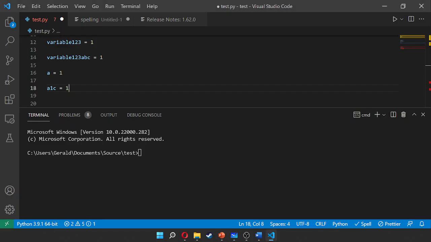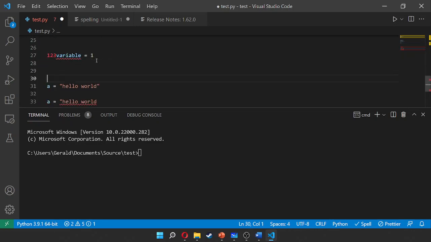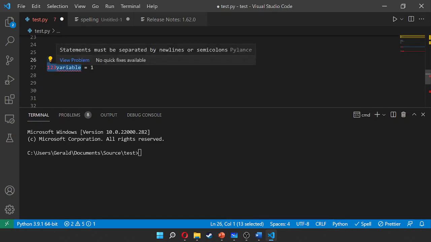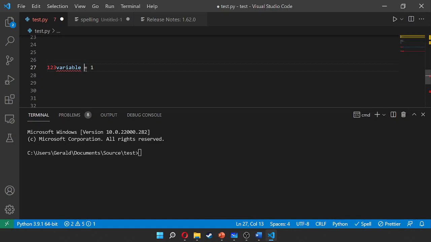Inyo makita dire sa obos kani line 27. Can you see it? Line 27 kani. This is wrong. Kay nag-start tag number. Wrong na ni siya nga variable sa Python. Rejected na siya.